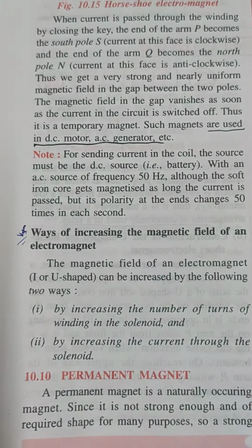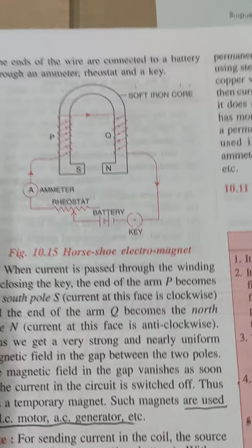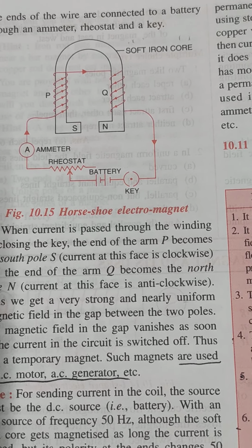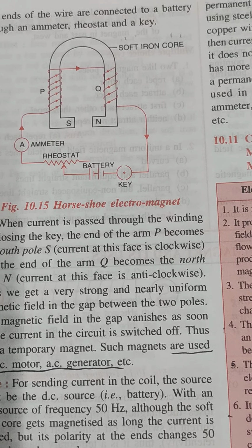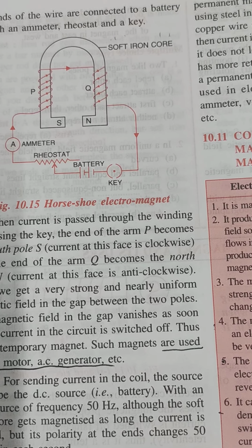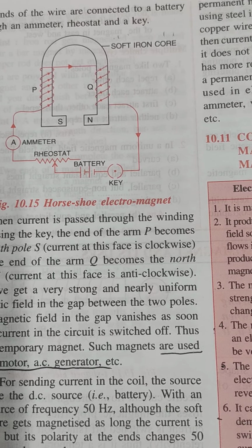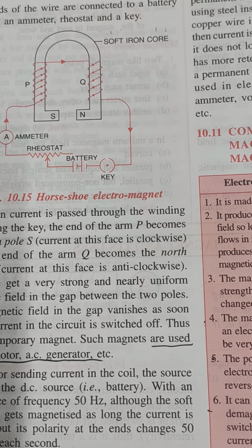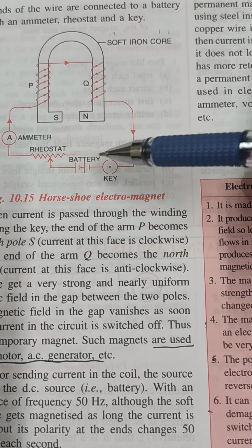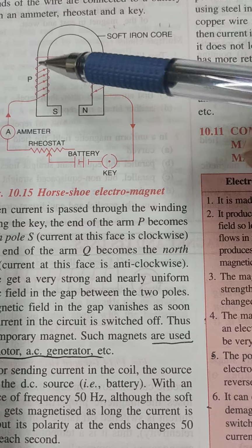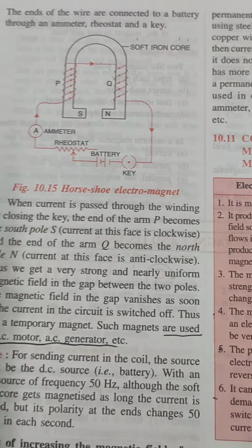How can we increase the magnetic field of an electromagnet? See, there are two ways of increasing the strength of the electromagnet. First, you increase the number of turns, so more current will flow through it and the magnetic field generated would be stronger. And the second way to increase the strength of the electromagnet is by increasing the strength of the current. If you give more current, then automatically this will have more magnetic field.